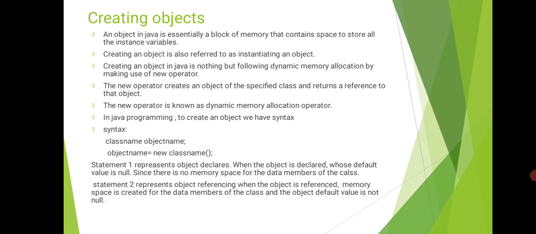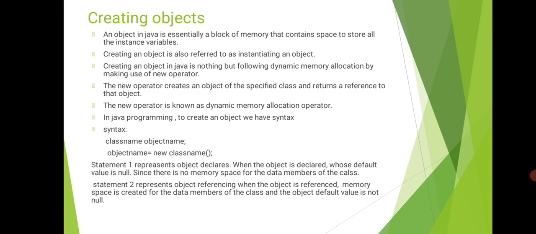Dynamic memory allocation you studied in the last data structure course, that is creation of memory at runtime, using the malloc, calloc and realloc functions. Through those functions you can create memory at execution time or runtime. Like that, in Java also the objects are created at runtime itself using the new operator, which is a dynamic memory allocation operator. The new operator creates an object of a specified class and returns a reference to that object. Okay, so it will create memory for the objects.